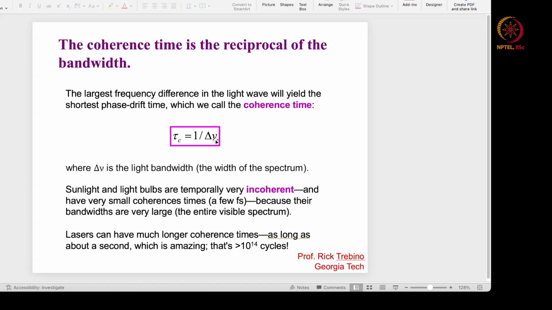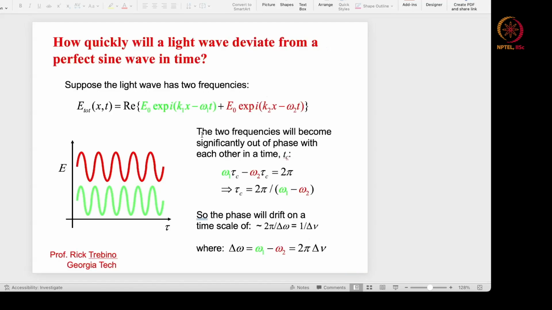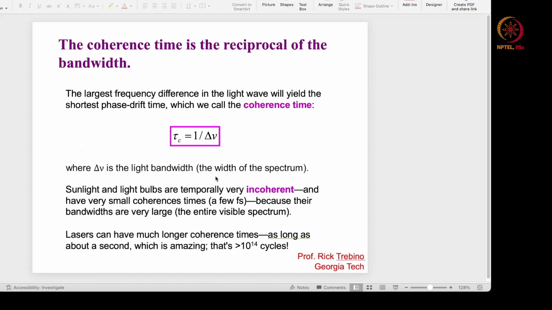So two things that you should understand over here: the coherence time is the reciprocal of the bandwidth, and for lasers the bandwidth is very small. This is not a problem. You can actually have very high coherence time, whereas for light bulbs, sunlight, and all other routine sources of light that you get, they are very incoherent, and they have very small coherence times. All right. And how did we deduce it? We deduced it by taking the maximum out of phase frequencies. Okay, when the frequencies become completely out of phase.